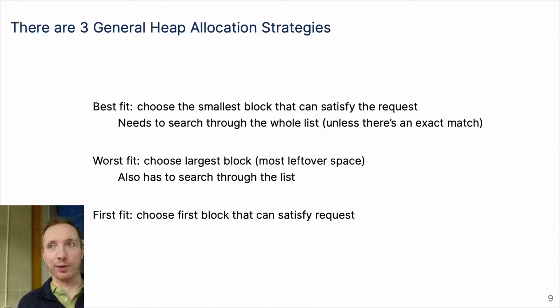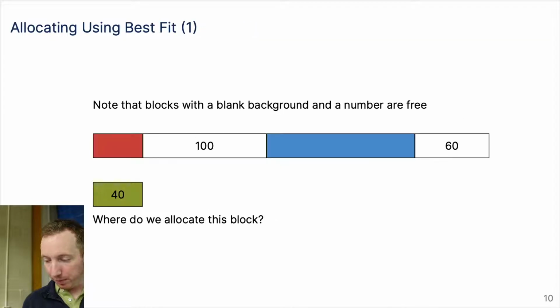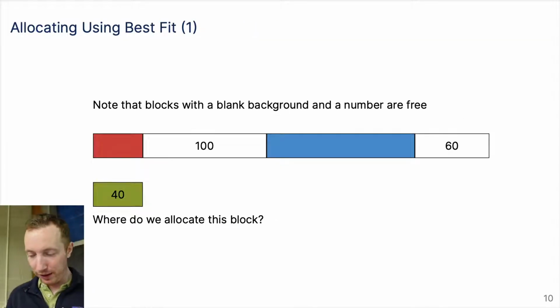It only has to do that in the worst case. So it basically just chooses the first block that can satisfy the request and uses that immediately and doesn't care how big it is, as long as it can satisfy the request. So to make this a bit more concrete, let's do some allocations using best fit.